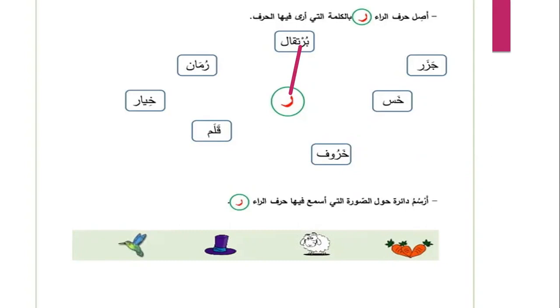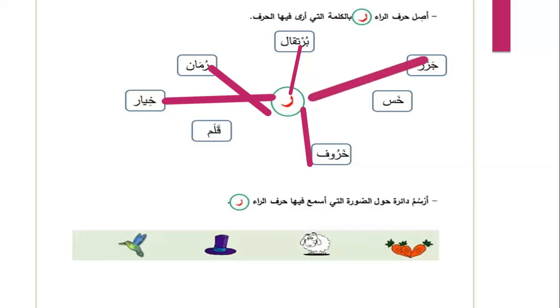It has Ra or no? Yes, it has Ra. The third word, Khiyar. Has Ra or no? Yes. The fourth, Qalam. It has Ra or no? No. Kharuf. Yes. Khas. No. Jezer. Yes. Okay. The second question. Draw a circle around the picture which has letter Ra.